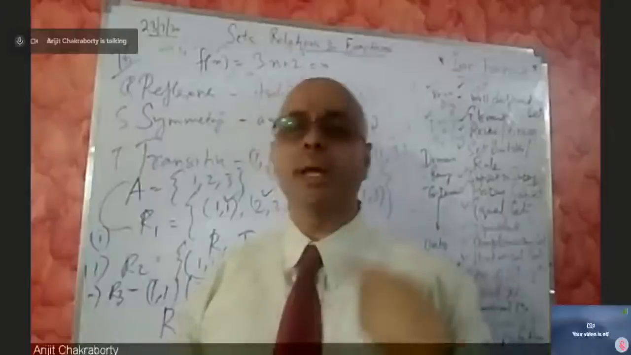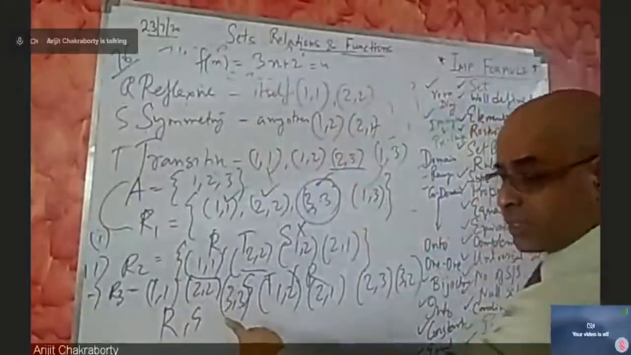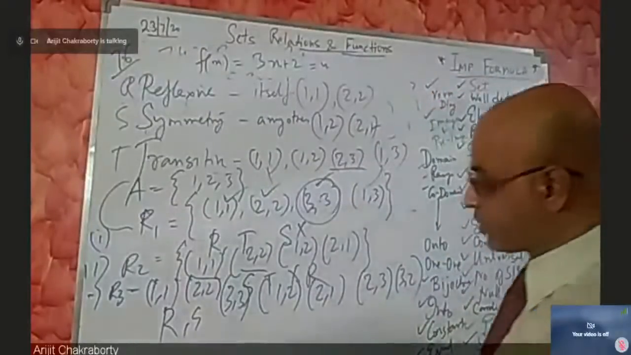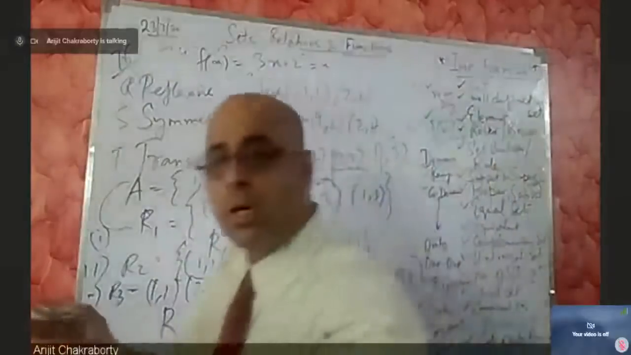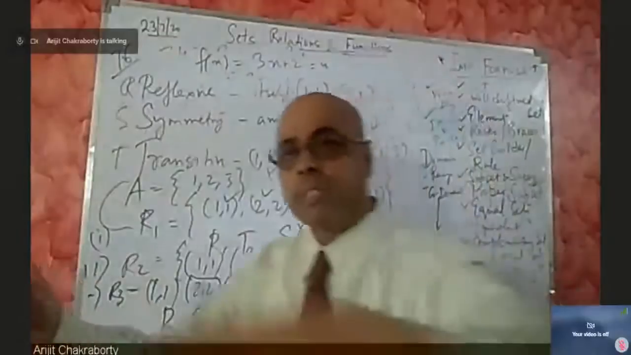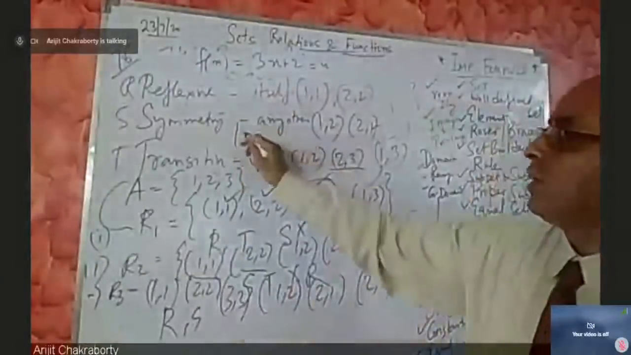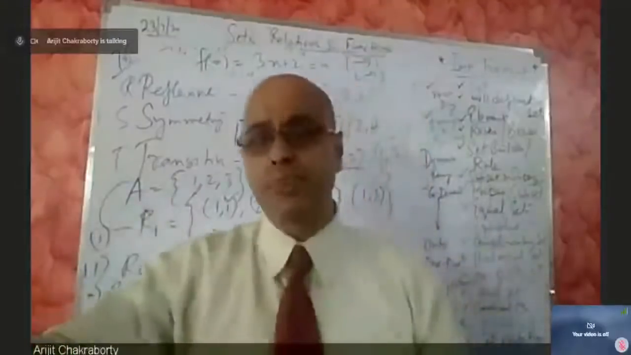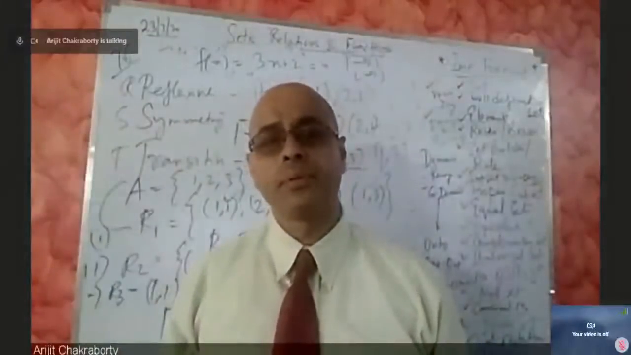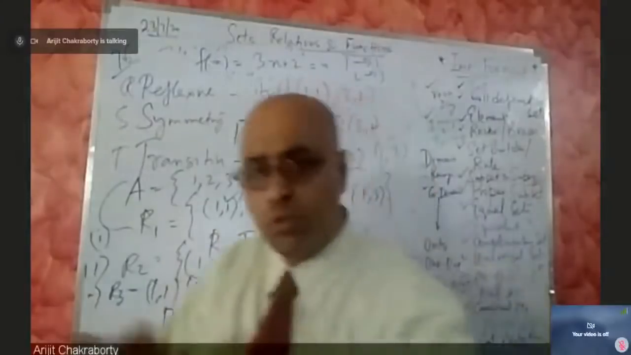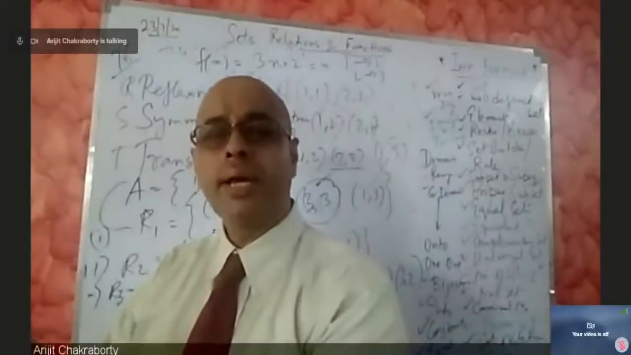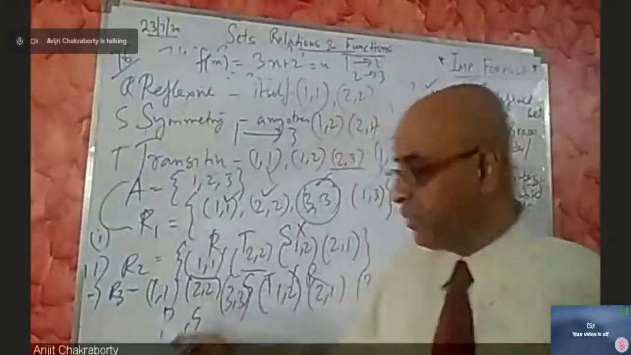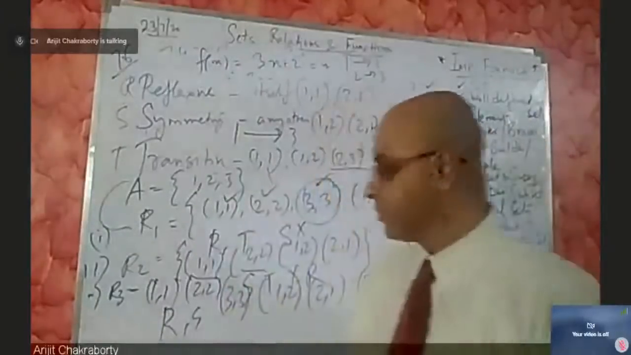But the question is, is it transitive? Because in the case of transitivity, you also need to have 1,3. 1,3 is not there, because transitive means to move. So 1,2, 2,3 automatically means 1,3. If I write 1,2, 2,3, it means 1 is linked with 2, 2 is linked with 3, so 1 is also linked with 3. Okay? That is called transitive. Moving, transition. So in this third case, you can see it is reflexive, it is also symmetric but not transitive.